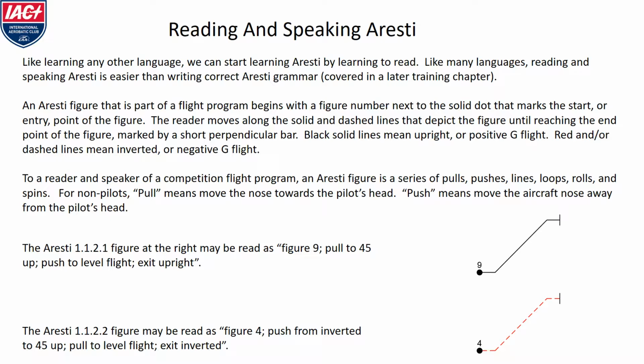Black solid lines mean upright or positive G flight. Red and or dashed lines mean inverted or negative G flight.